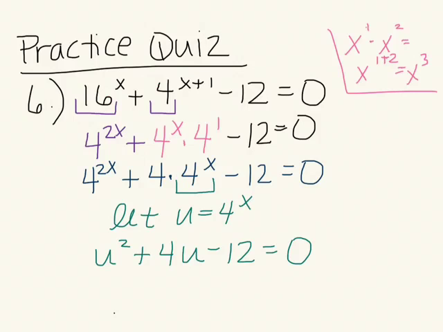Now this is a nice little factoring problem that you should enjoy immensely. My variable is u. I need to multiply to negative 12 and add to positive 4. That's going to give me 6 and negative 2. We're going to have u equals negative 6 and u equals positive 2. So just setting those equal to 0, u equals negative 6, u equals positive 2.